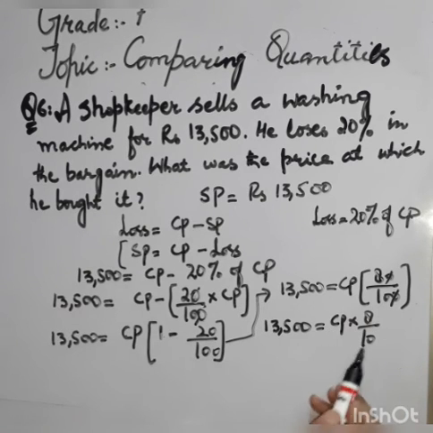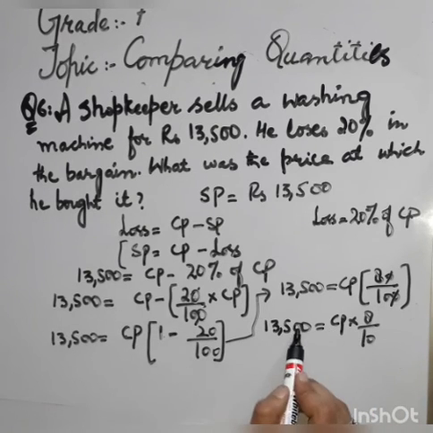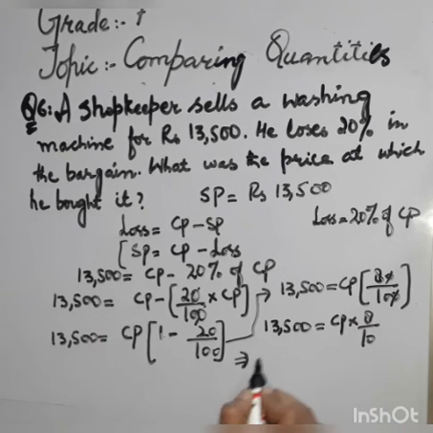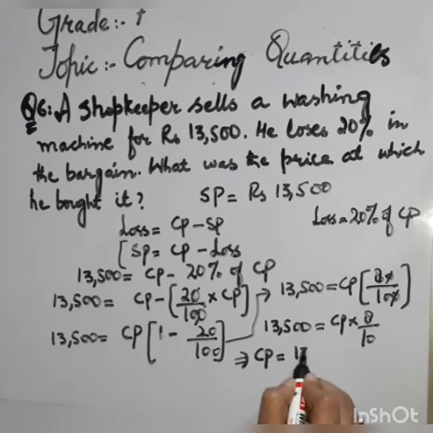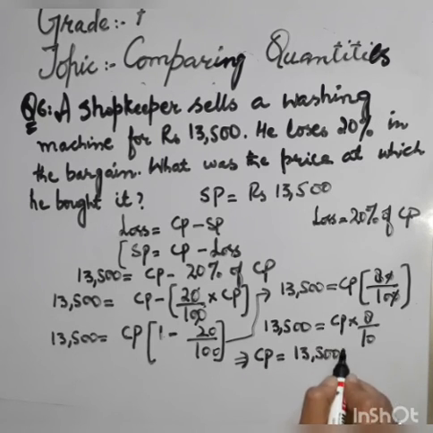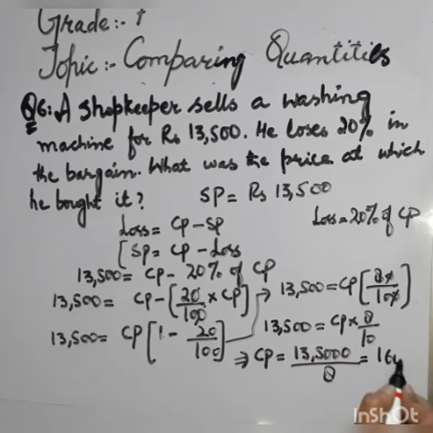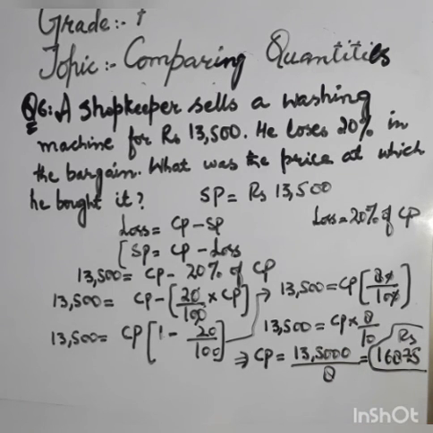Now we have to find the CP. This 10 will go to this side in multiplication, and this is in multiplication, it will go into division. So I can say CP is equal to 13,500 into 10. So one more 0 divided by 8. So when dividing this by 8, you will get 16875. So rupees 16,875. This is the cost price. Clear? So with this, your 6 questions of this exercise are complete.